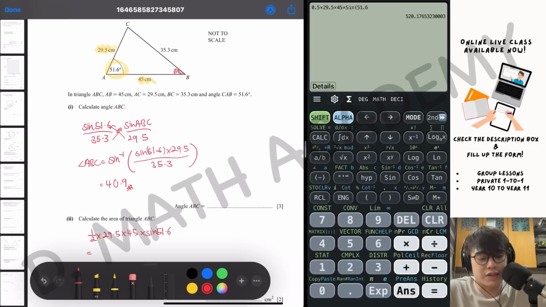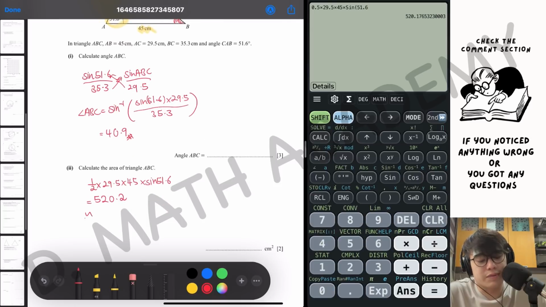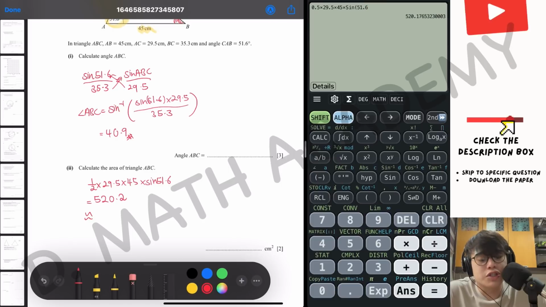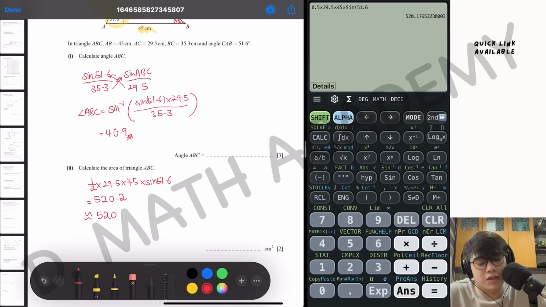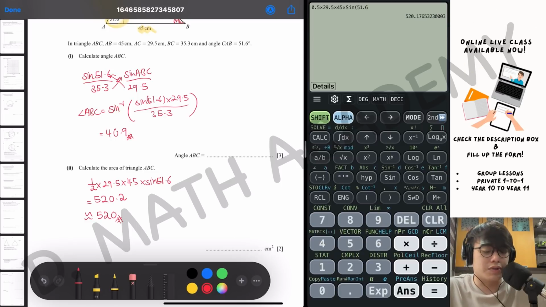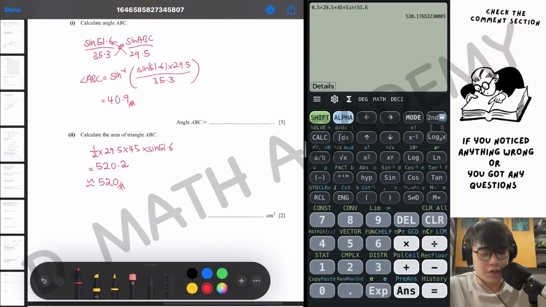Okay, so your final answer on this will be 520.2 after correcting it to 1 decimal place. But for a question like area, you can actually make it 3 significant figures, so you can leave it as 520 as well. So this is what I would write as my final answer.